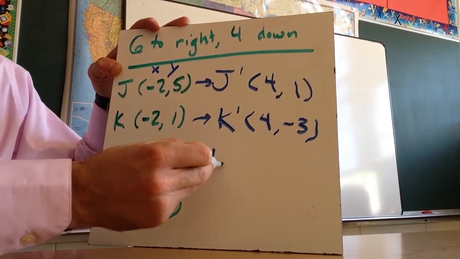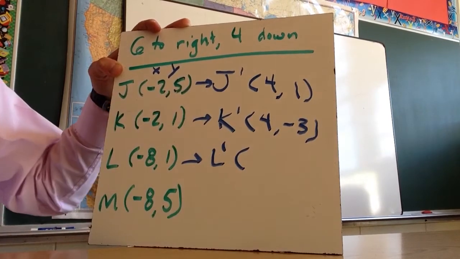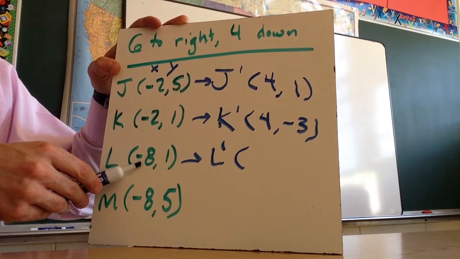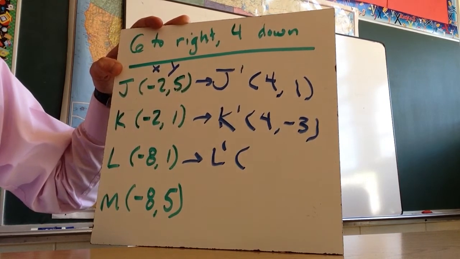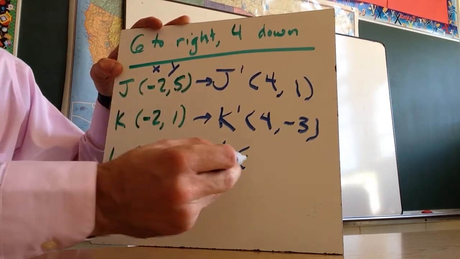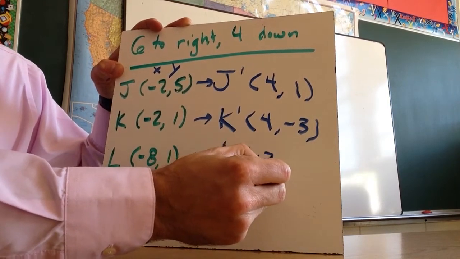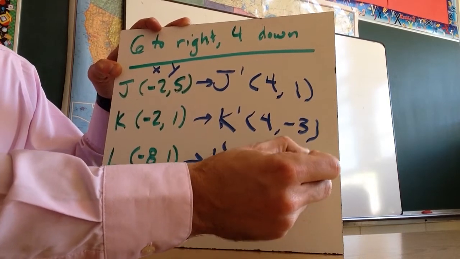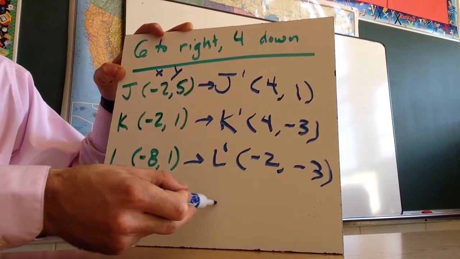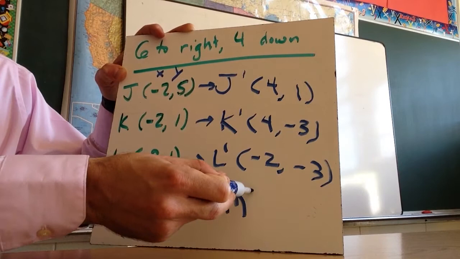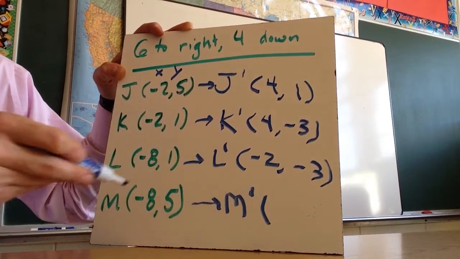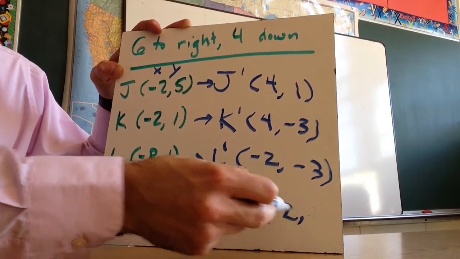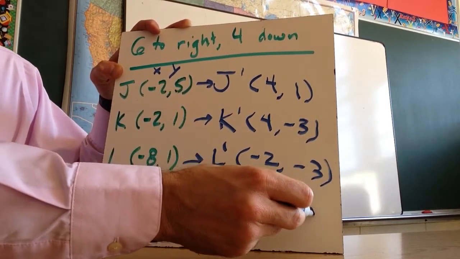L prime, some of you may want to think about working ahead of me now, if you feel like you got a hang of it. I'm going to take 6 and I'm going to add it to the negative 8. Negative 8 plus 6 is negative 2. And then 1 minus 4 is negative 3. And then finally, M prime, negative 8 plus 6, this is negative 2. And 5 minus 4 is 1.